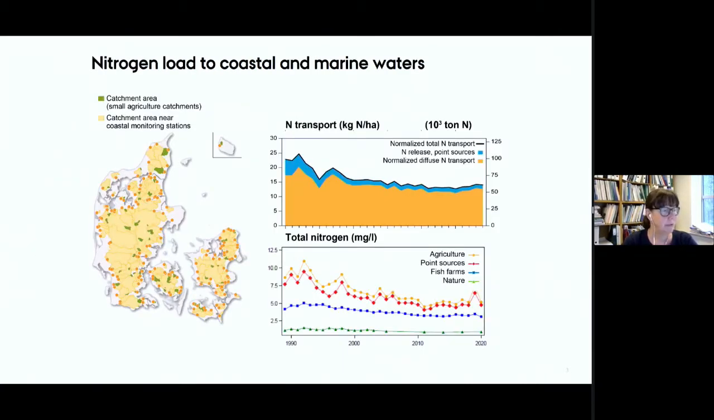The nitrogen load to coastal and marine waters has stepwise decreased during the monitoring years from 1990 until today. You see here in the figures that the load has been reduced stepwise by a number of mitigation measures. Most reduction was in the beginning of this monitoring period until about 2005, and after that very little has happened. Here we see all our monitoring stations that cover about 60% of our land. So we have a quite good monitoring network, and we also have monitoring that distinguishes between sources, so that agriculture and point sources have an impact on the load.